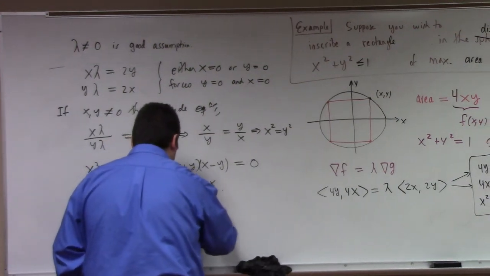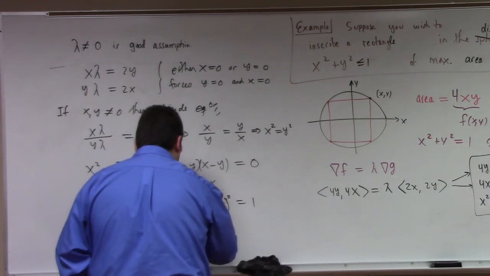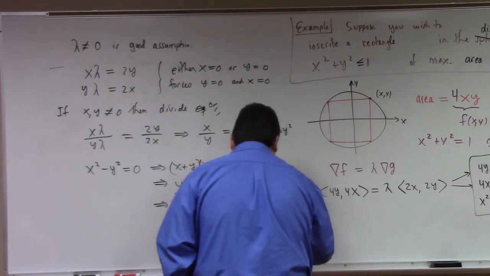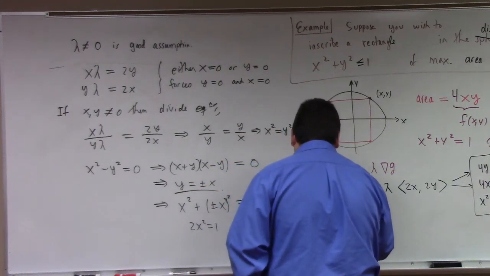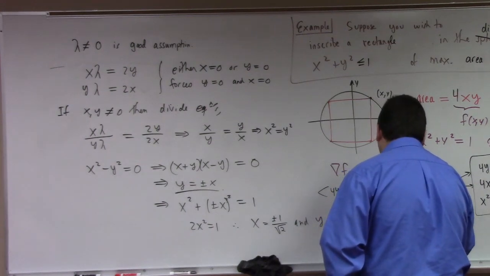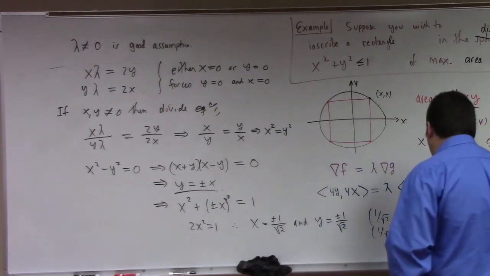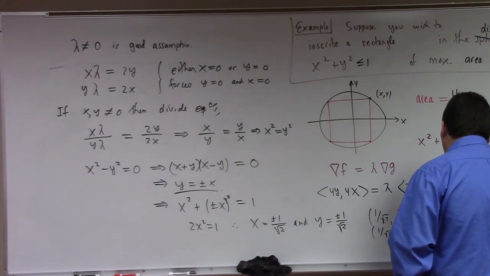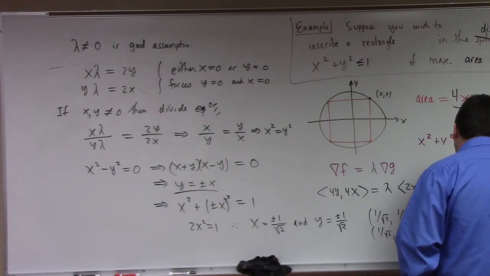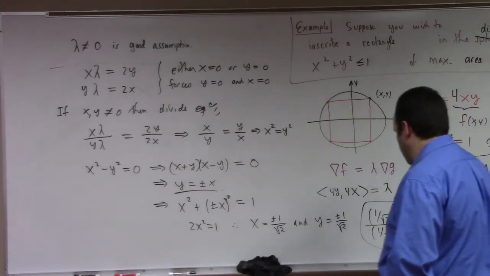x squared plus or minus x squared equals 1, aka 2x squared equals 1. Therefore, x is equal to plus or minus 1 over root 2, and y is equal to plus or minus 1 over root 2. In short, you get the following solutions: 1 over root 2, 1 over root 2; minus 1 over root 2, 1 over root 2; 1 over root 2, minus 1 over root 2; and both minuses. So there's the solutions, all 4 of them.